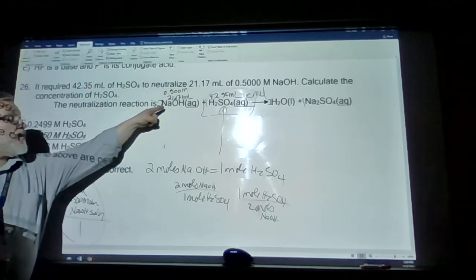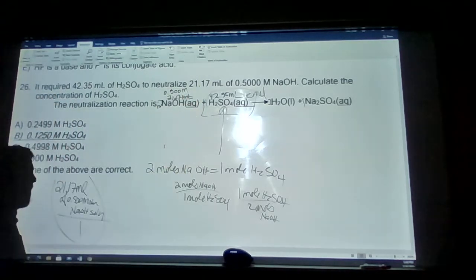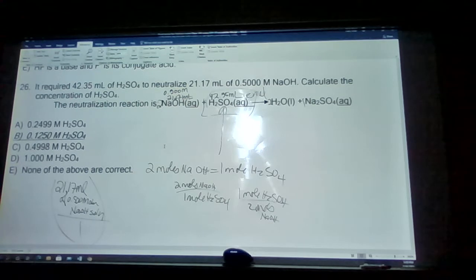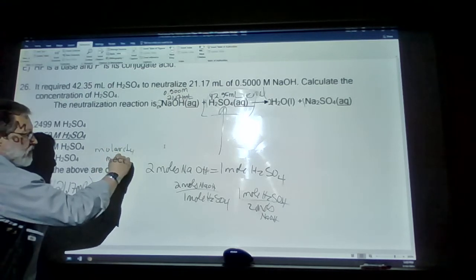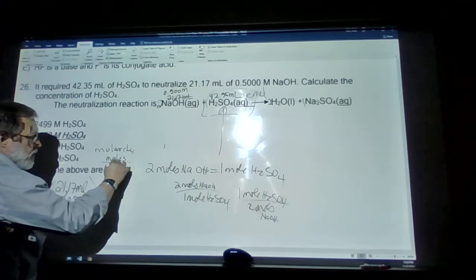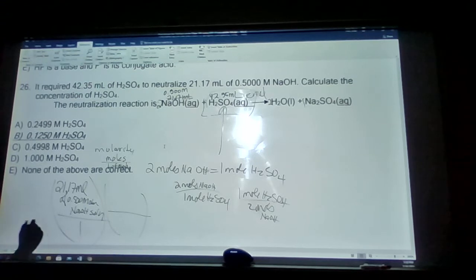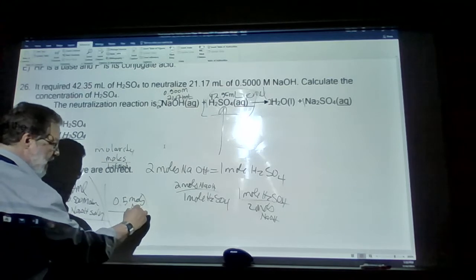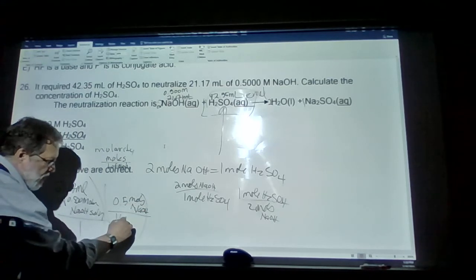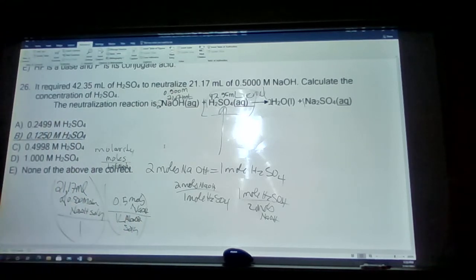But what other information about the sodium hydroxide do we have? We've taken care of that. What other information about the NaOH do we have? We have that it is 0.5 molar. But what does molarity mean? It equals moles per liter of solution. So if it's 0.5 molar, we have 0.5 moles NaOH per 1 liter of NaOH solution. Okay, that's what molarity means.